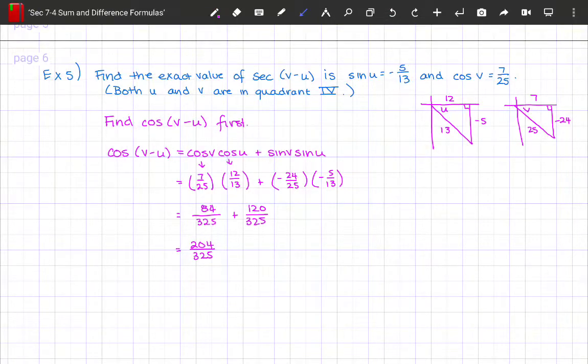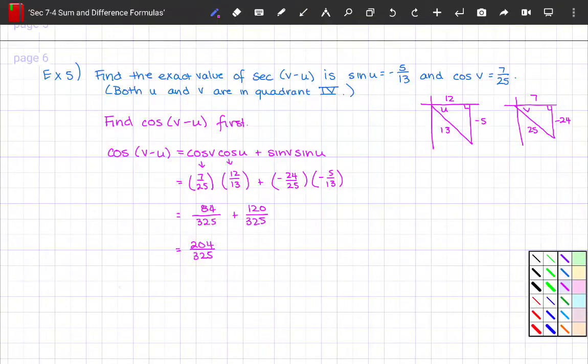Now that was cosine. We want to find secant. So we just have to flip it. Almost forgot. So secant of v minus u is 325 over 204. And there you go. All right. 2 more examples, I think, if I remember right, and then we're done.